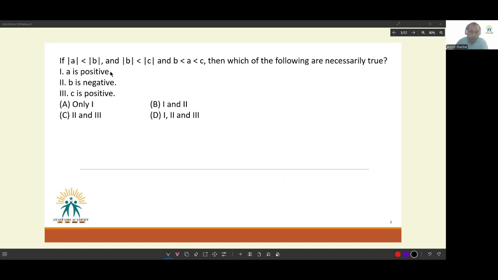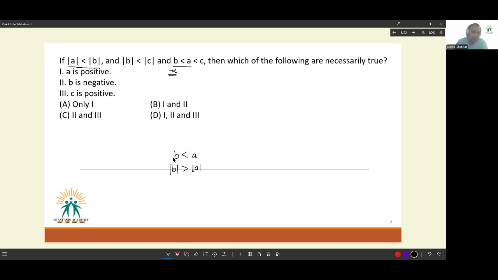Okay. Just looking at these two. If B is less than A, but mod A is less than mod B, this can only happen if B is a negative number. If B is a negative number and its absolute value is greater than that of A. So we can be absolutely certain that B is a negative number.